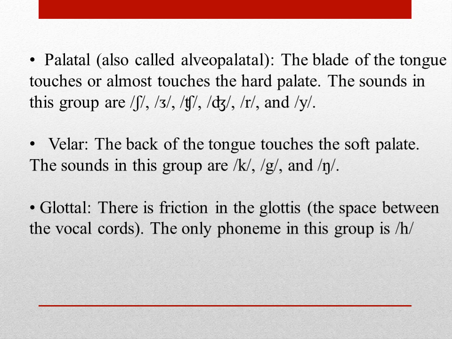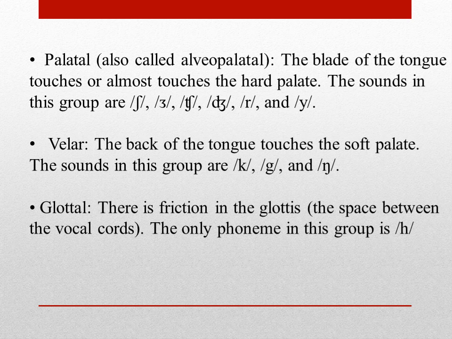Palatal, which is also called alveolo-palatal. In this place of articulation, the blade of the tongue touches or almost touches the hard palate, that is the roof of the mouth. So when the blade of your tongue is touching the roof of the mouth, these sounds are produced. The sounds in this group are sh, zh, ch, j, r, and y. These are the sounds which fall in the palatal group.